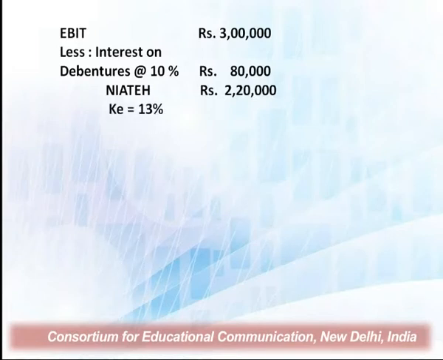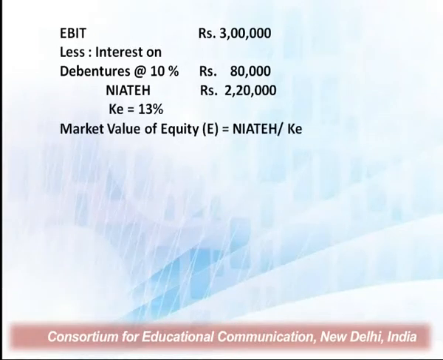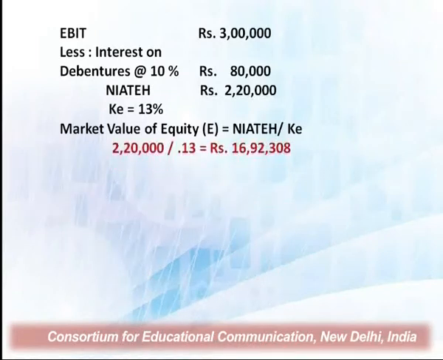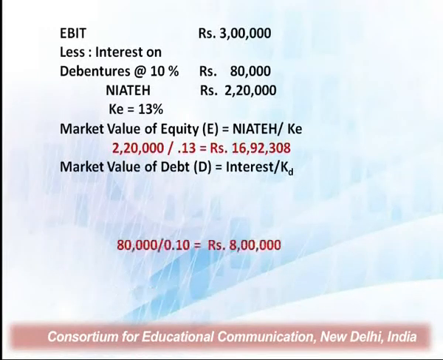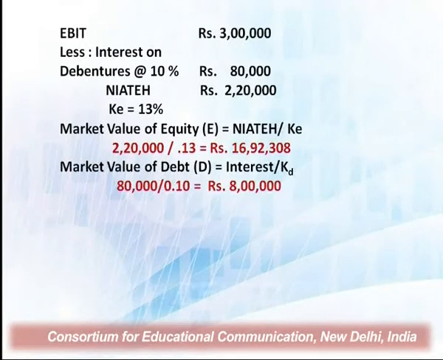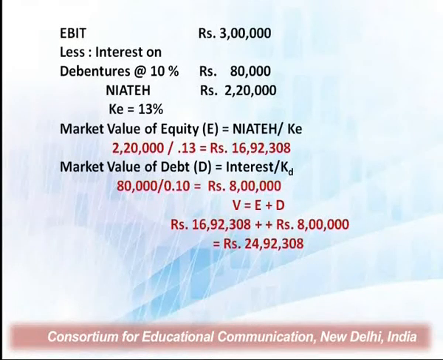Now we can calculate with the given cost of equity of 13% the market value of equity, which is 2,20,000 divided by 13%, that is 0.13, because the formula is net income available to equity holders divided by cost of equity. Now, my dear students, here the market value of equity becomes rupees 16,92,308. And market value of debt, obviously it remains the same, 8 lakh rupees. But if you wish to calculate, you can calculate by using this formula, interest upon KD, which becomes 8 lakh rupees. When we combine these two values, that is market value of equity and debt, we come to know about the market value of firm, which now becomes rupees 24,92,308 rupees, right?